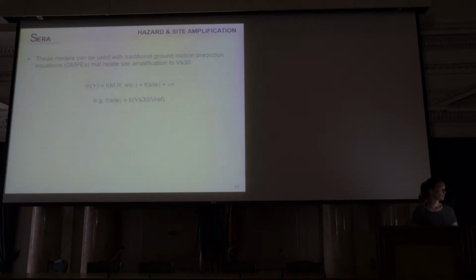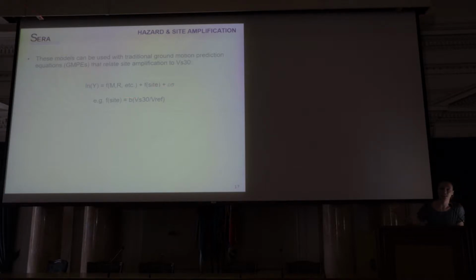So what we do with those is that we put them within our traditional ground motion prediction equations. This is an equation which tells us the level of ground shaking. It's a function of the magnitude, of the distance to the event. It could also be a function of the style of faulting. But it's also a function of the site, and there's obviously also some aleatory variability.